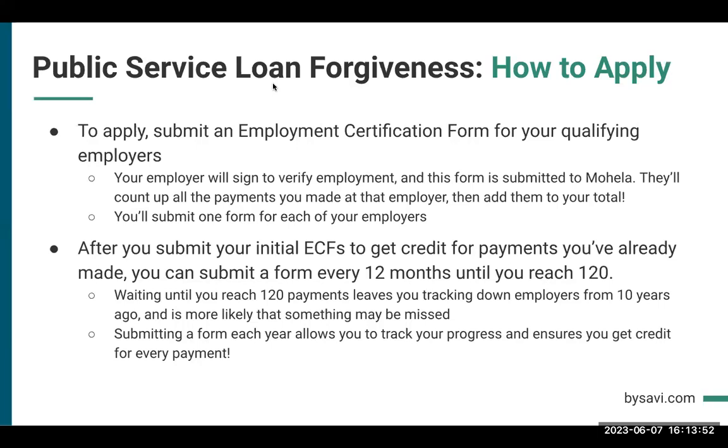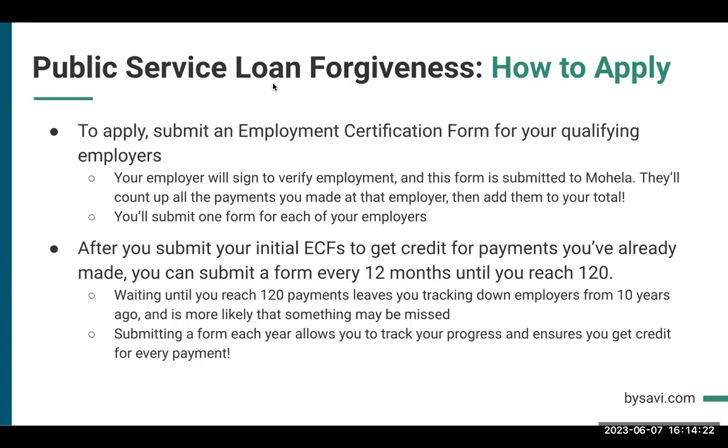Once you have submitted your first round of these employment certification forms, which we call ECFs, you'll get credit for payments that you've already made. So if you already have some past payments made in public service, you can turn in forms now to get credit for those payments. After you turn in this first round, you'll know how many payments you still need to make in order to reach 120. We then recommend that you submit a form once per year to get credit for another year of payments and track your progress to 120.